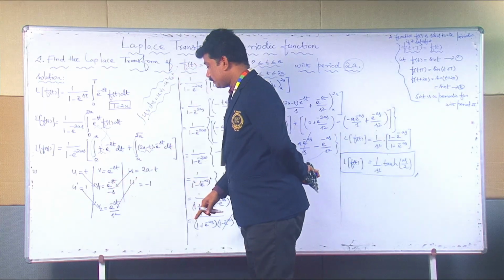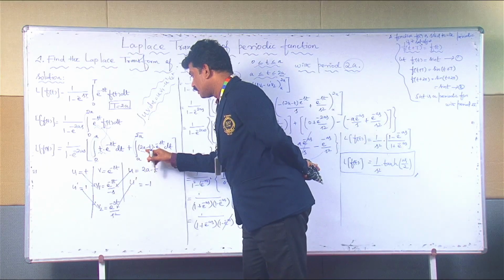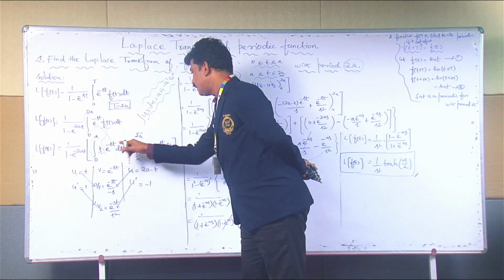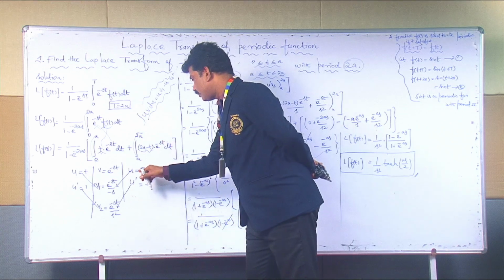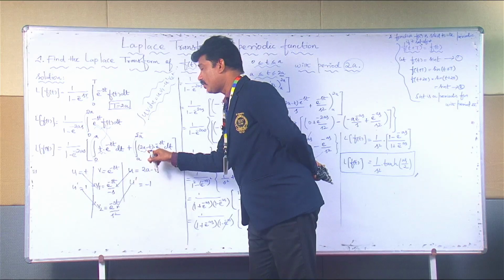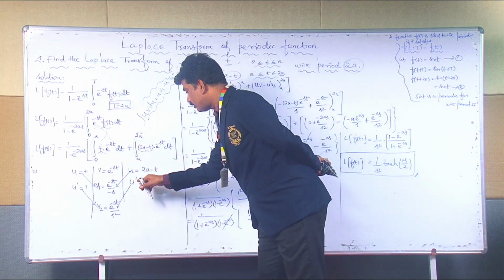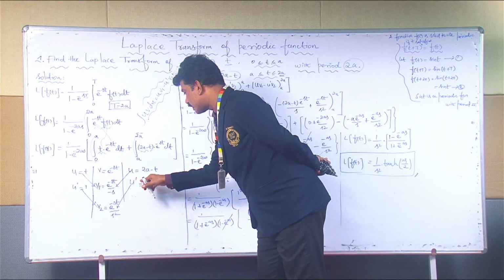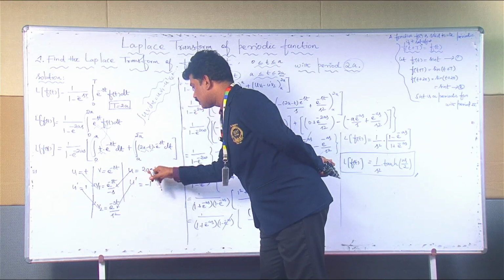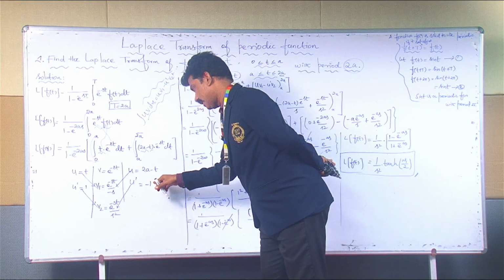Coming to the second one, the only difference is u. v is common for both integrals. So I am going to take u equal to what? 2a minus t in this integral. I am talking about the second integral, 2a minus t. Now you have to differentiate with respect to t. u dash equal to, this will be a constant term, therefore 0. And minus t, differentiated with respect to t, is minus 1.